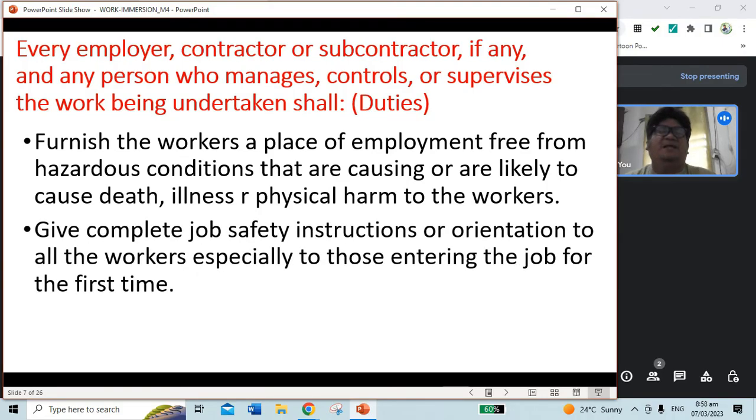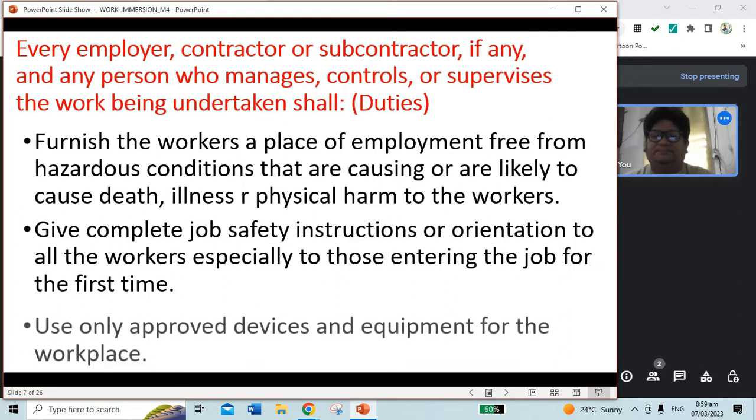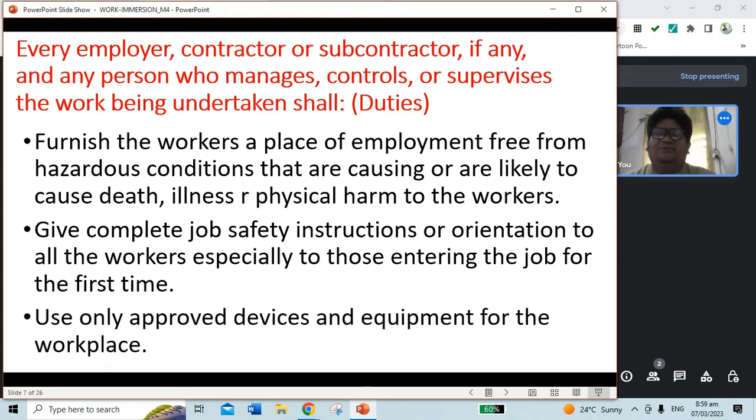2, give complete job safety instructions or orientation to all workers, especially to those entering the job for the first time. So, kailangan i-orient tungkol sa workplace ang mga unang papasok sa trabaho. Use only approved devices and equipment for the workplace. So, kapag sinabi nating approved device or mga equipment, dapat pasado ito sa mga quality control.